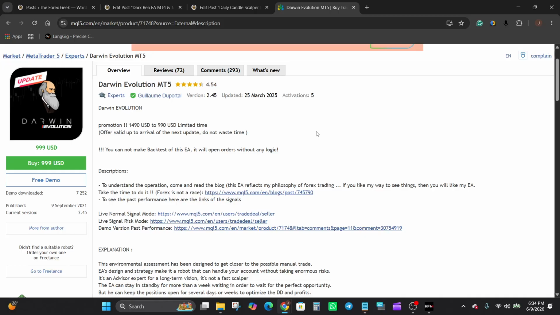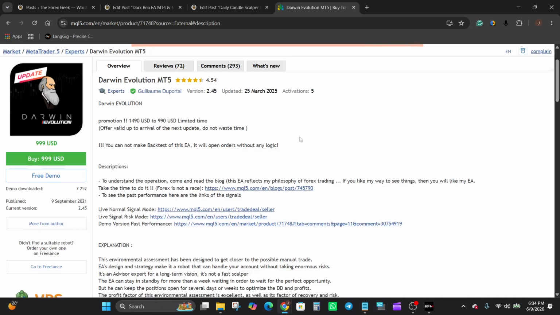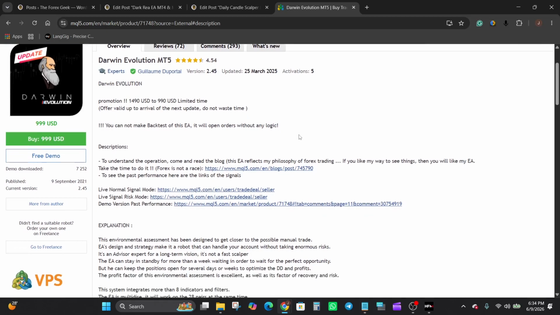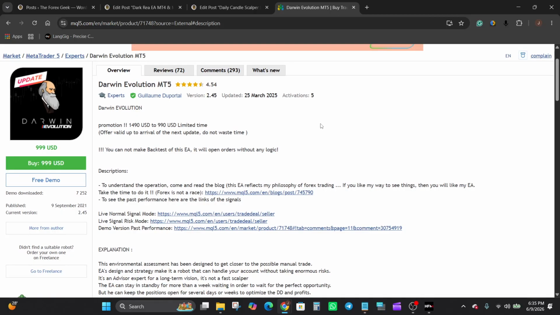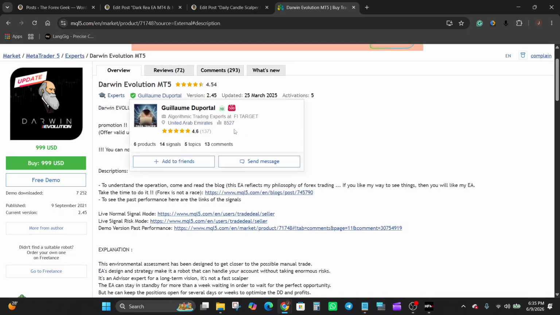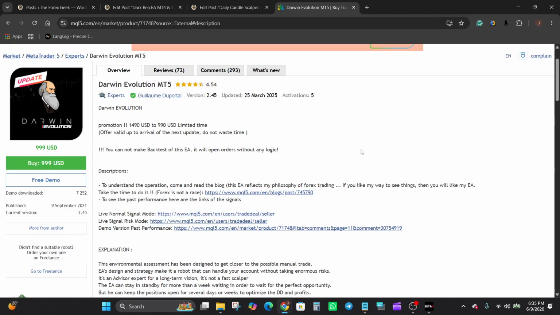One important thing I have to mention is that this expert advisor supports both MT4 and MT5. So if you are using the MetaTrader 4 platform, you just have to search for the MetaTrader 4 version. If you're using the MetaTrader 5 platform, you just have to search for the MetaTrader 5 version. I'll be reviewing the MetaTrader 5 version in this video.